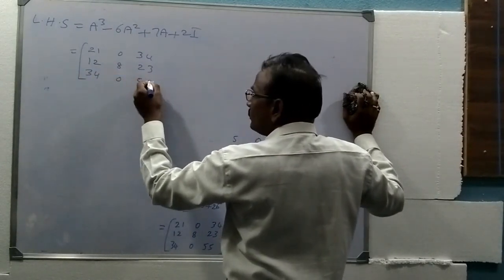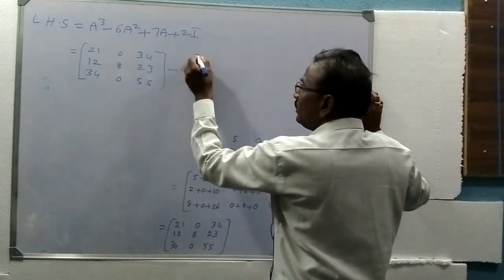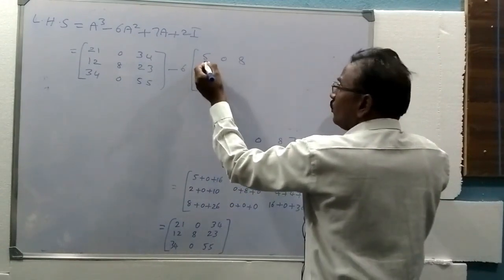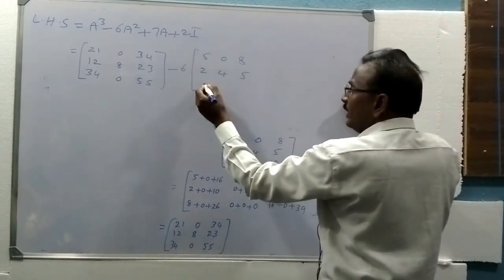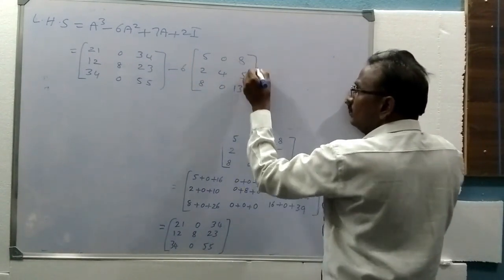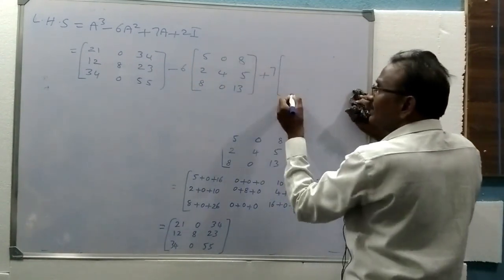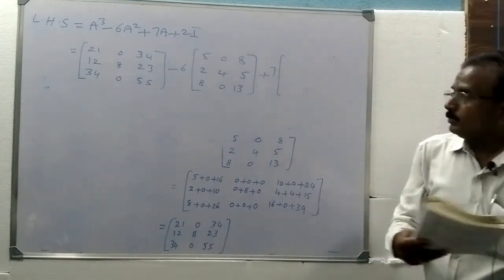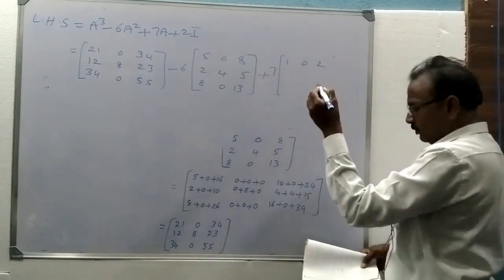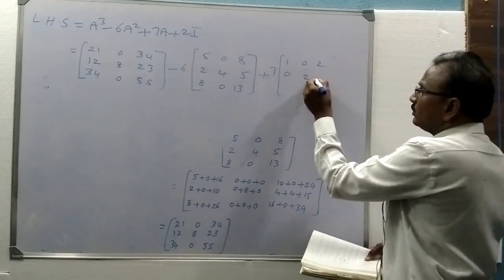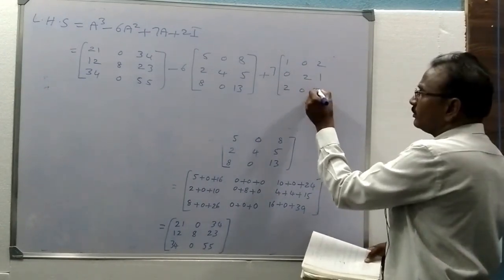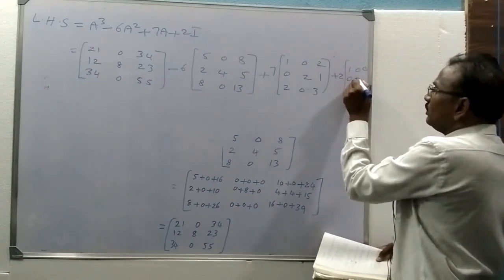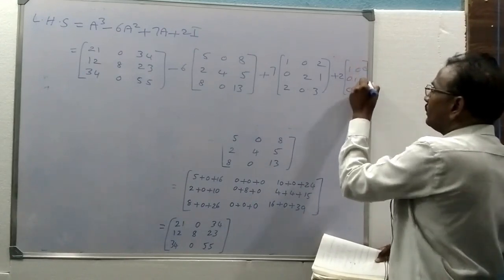Minus 6 into A square, which is 5, 0, 8, 2, 4, 5, 8, 0, 13, plus 7A. 7 into matrix A, which is given: 1, 0, 2, 0, 2, 1 and 2, 0, 3, plus 2 into the identity matrix 1, 0, 0, 0, 1, 0, 0, 0, 1.